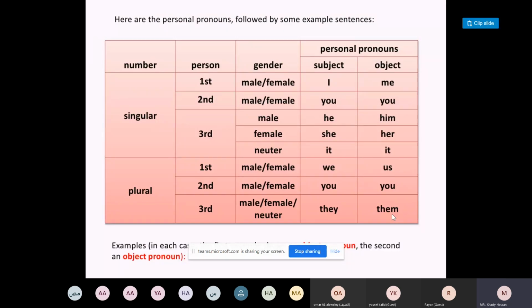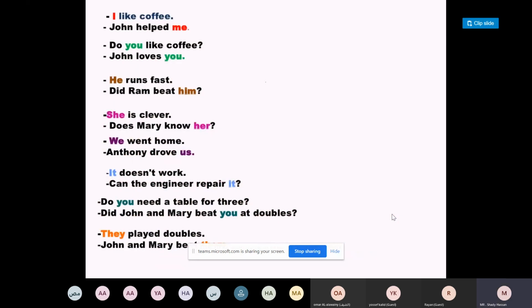I, you, he, she, it, singular. These are the subjective singular pronouns, and me, you, him, her, it in the objective singular. For the plural, we, you, they for subject, and us, you, them for object. Examples. I like coffee. I here is a subject pronoun because it comes at the beginning of the sentence before the verb. John helped me. Me here is an object pronoun because it comes after the verb.